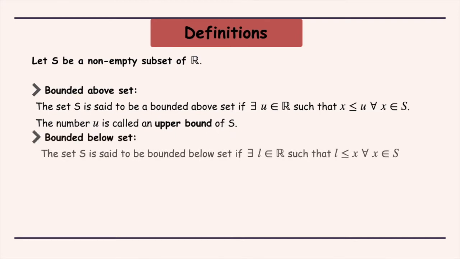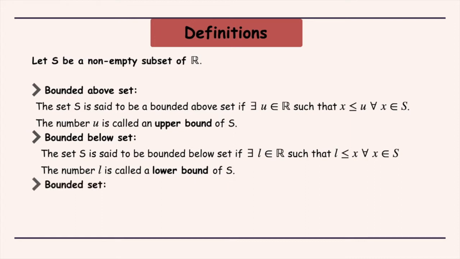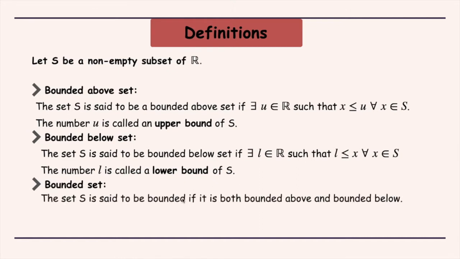Next we are going to define a bounded below set. We say the set S is bounded below if we can find a real number, say L, such that L is less than or equal to x for all x belonging to S. And this number L which we have found is called a lower bound of S. The next term which we are going to define is a bounded set. We say that a set S is bounded if it is both bounded above as well as bounded below. And a set that is not bounded is said to be an unbounded set.